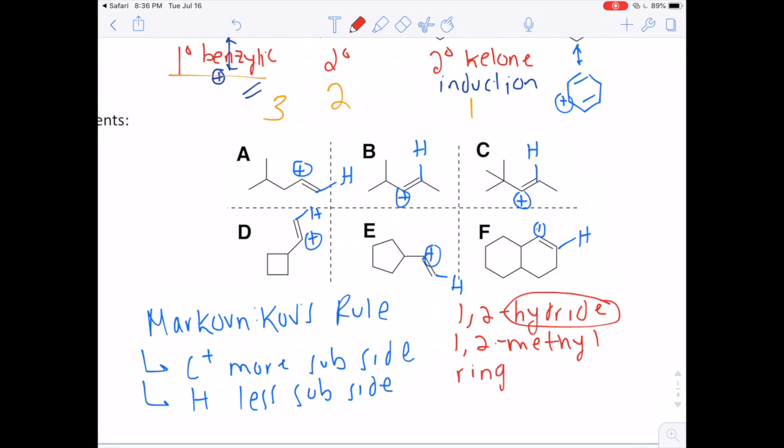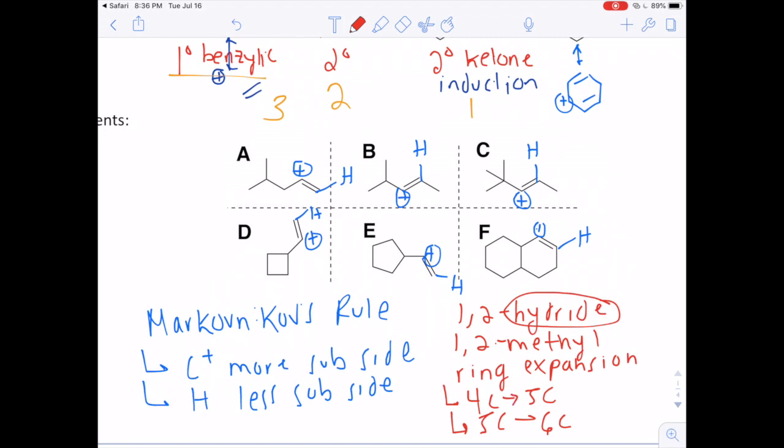Okay, and then the last one only applies to rings, and it's called a ring expansion. Ring expansions only occur when we have a vinyl substituent, meaning a double bond directly attached to a cyclic structure, and we have the potential to alleviate some ring strain by going from a 4-carbon ring to a 5-carbon ring, or a 5-carbon ring to a 6-membered ring. So it's pretty specific: either a 4-carbon ring to a 5-carbon ring, or a 5-carbon ring to a 6-carbon ring. Okay, so why do we do ring expansions?